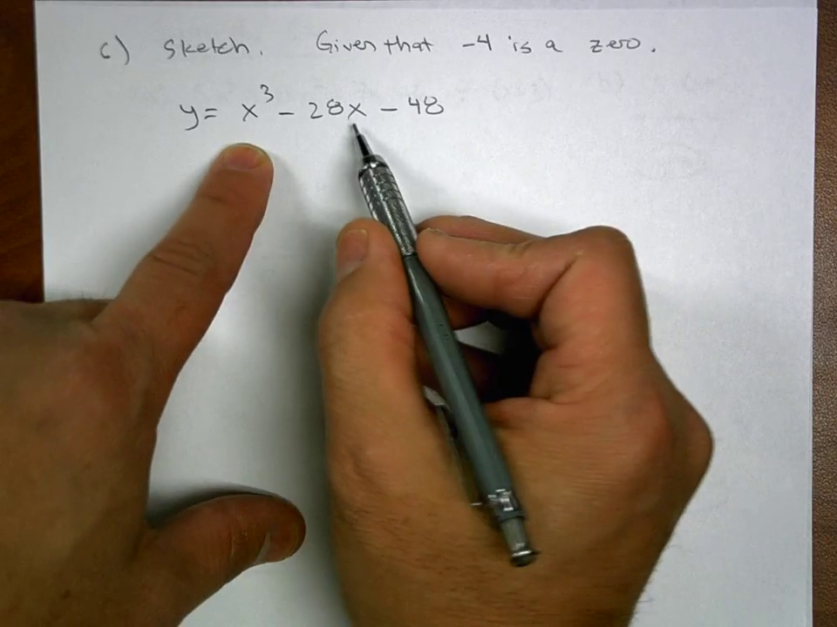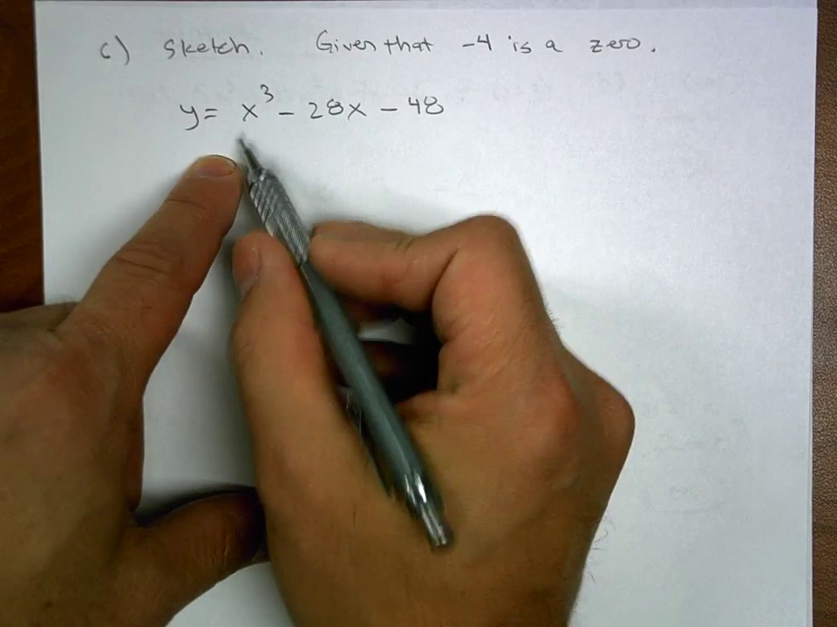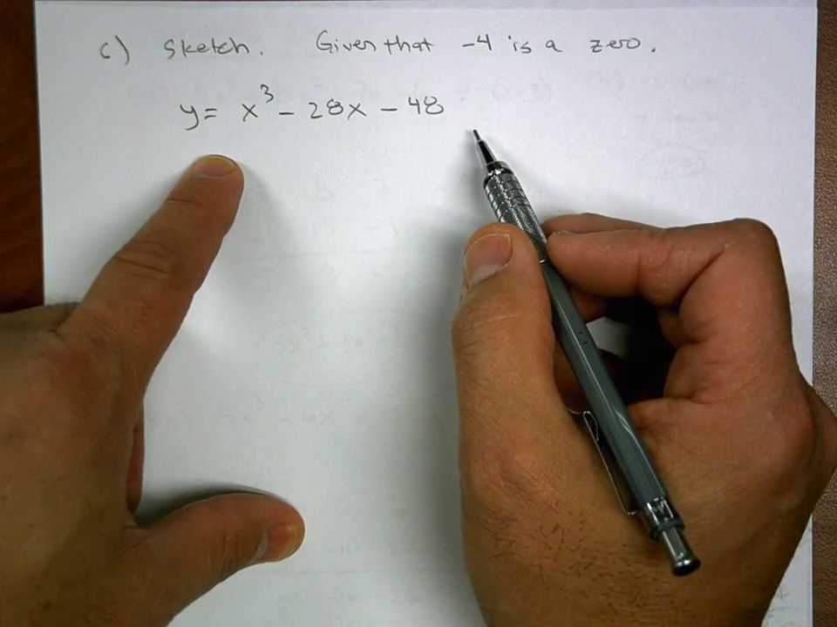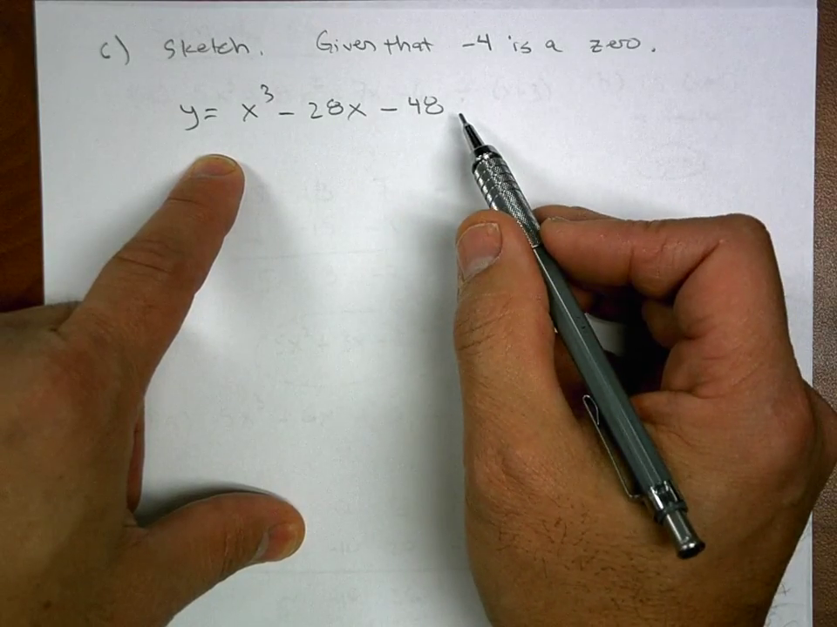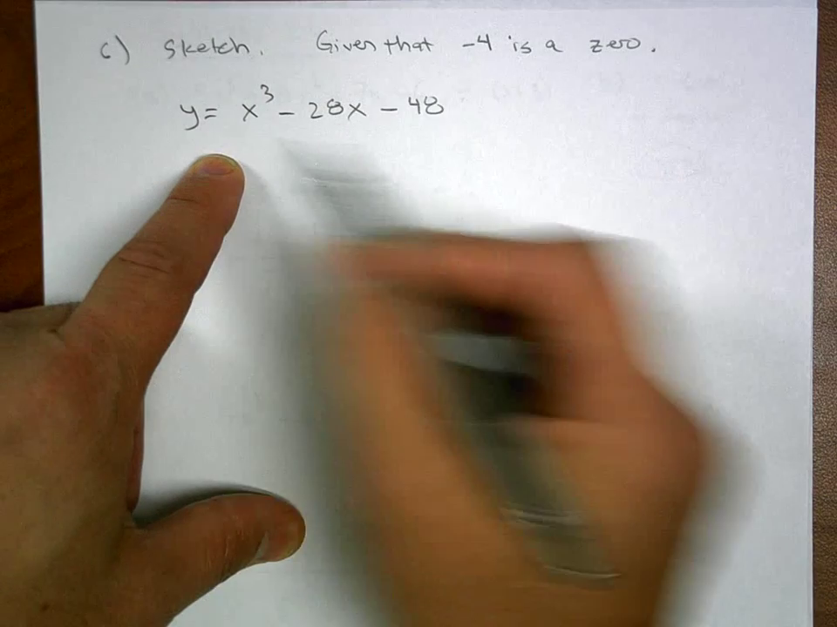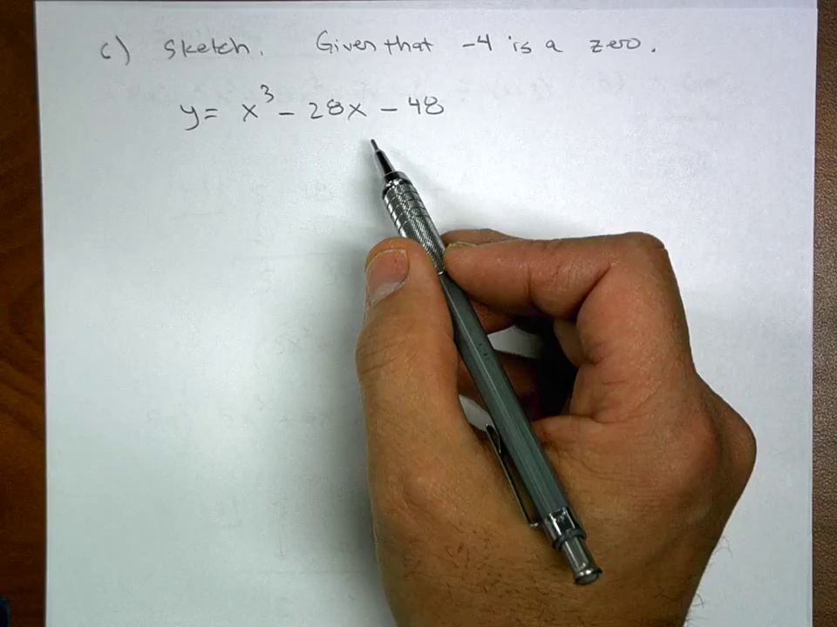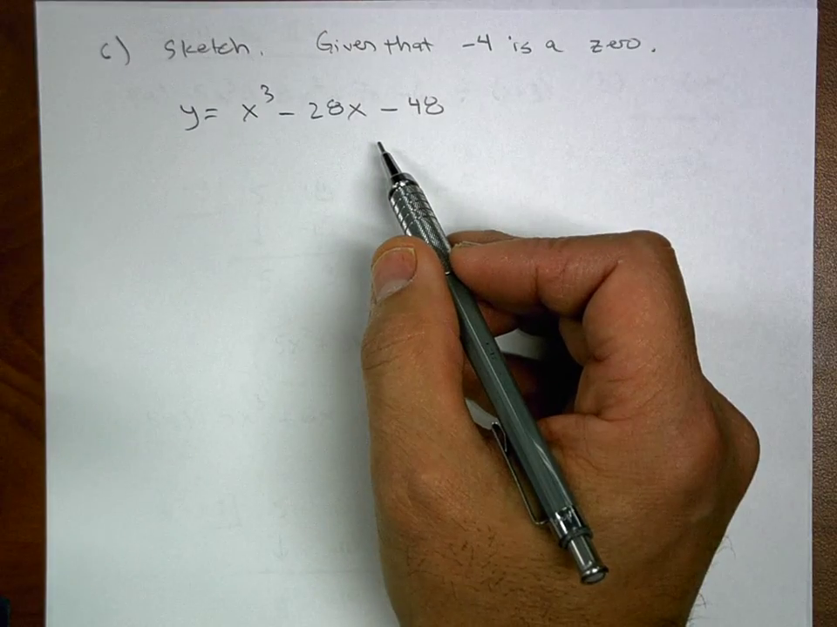Maybe these two take on x squared minus 28, and then minus 48. No, that doesn't work. So we don't know how to factor this. I can't factor it without synthetic division or long division help. You just can't do it.